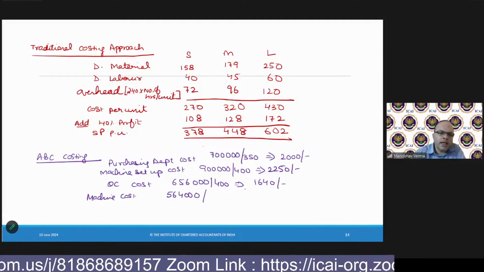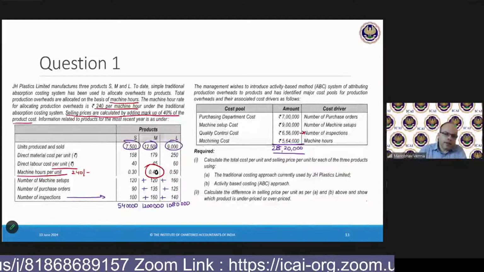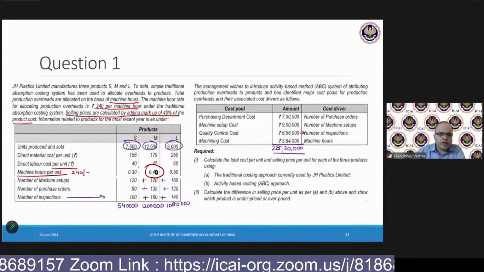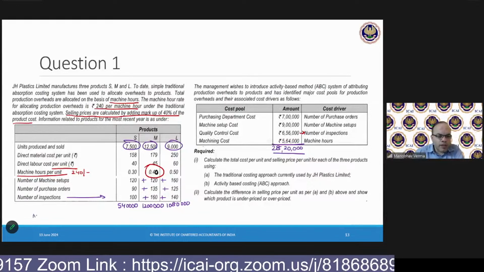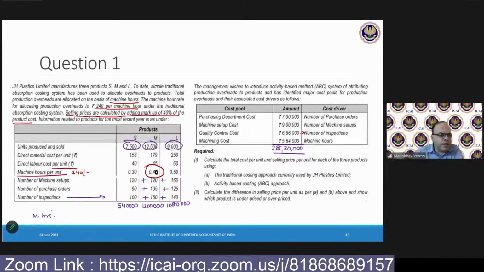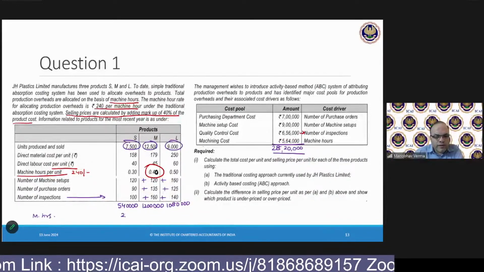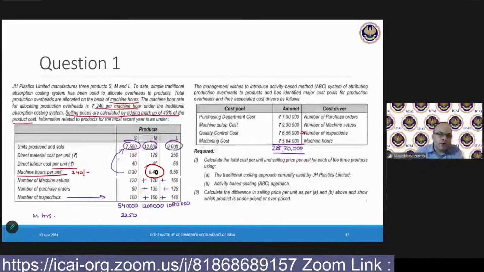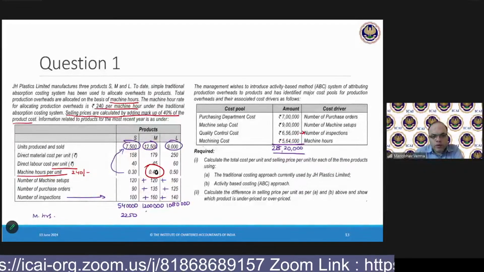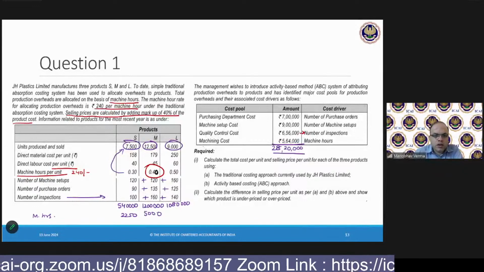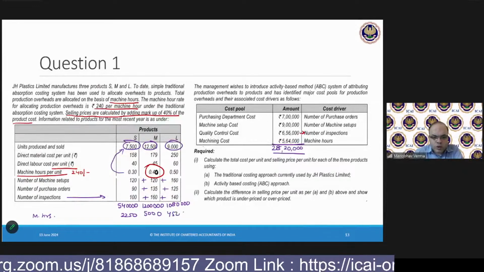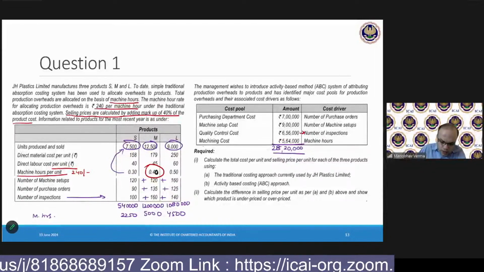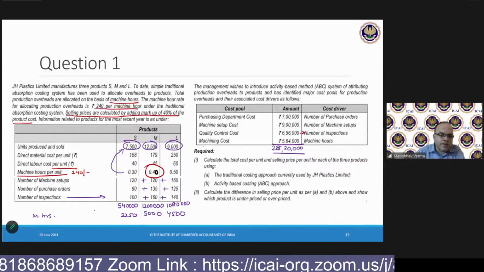So what is the total machine hours, guys? Machine hours are given to us indirectly, as machine hours per unit. So let's do the machine hours calculation here. Machine hours per unit is given, 0.30. So 2,250 for product S. I'm multiplying the per unit by the number of units. 12,500 into 0.4 gives us 5,000. And this becomes 4,500. So total machine hours is 2,250 plus 5,000 plus 4,500. I'm getting 11,750.